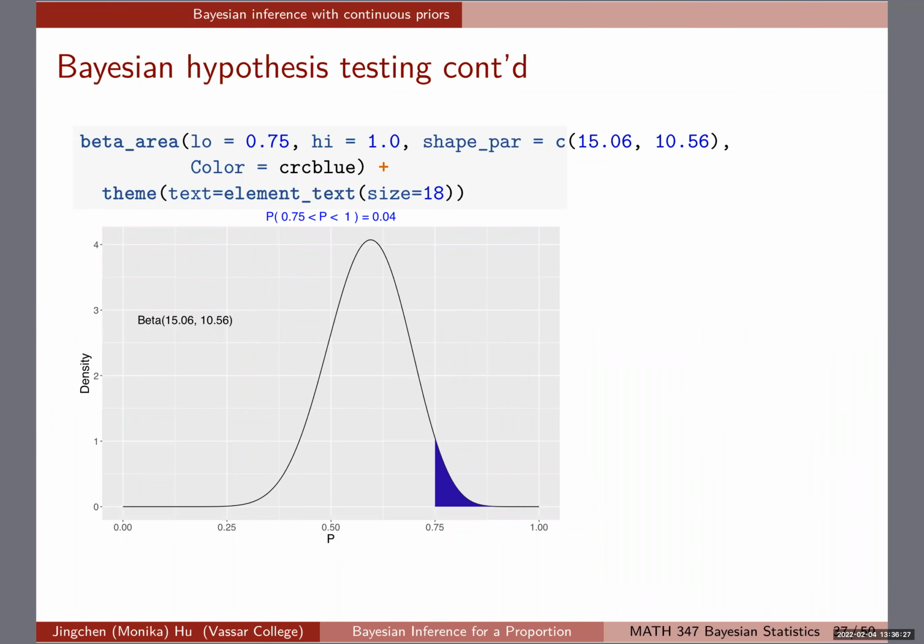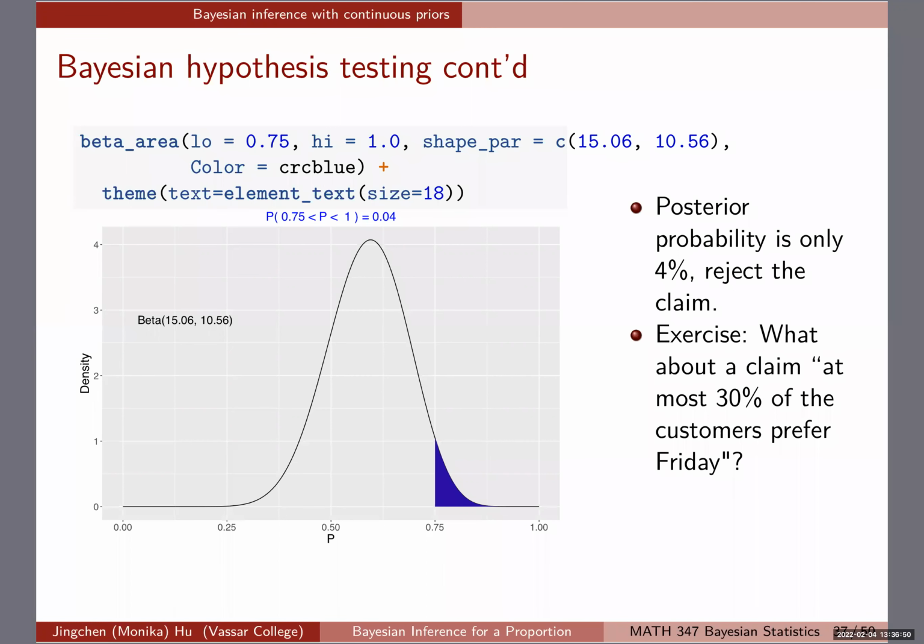And all the code, again, is in the markdown file that I uploaded. So you can play with it to get similar or different variations of this overall plotting or visualization. You can see that the beta area function, at the top of the figure, also gives you the posterior probability, which is pretty small, as you can see, it's 0.04.